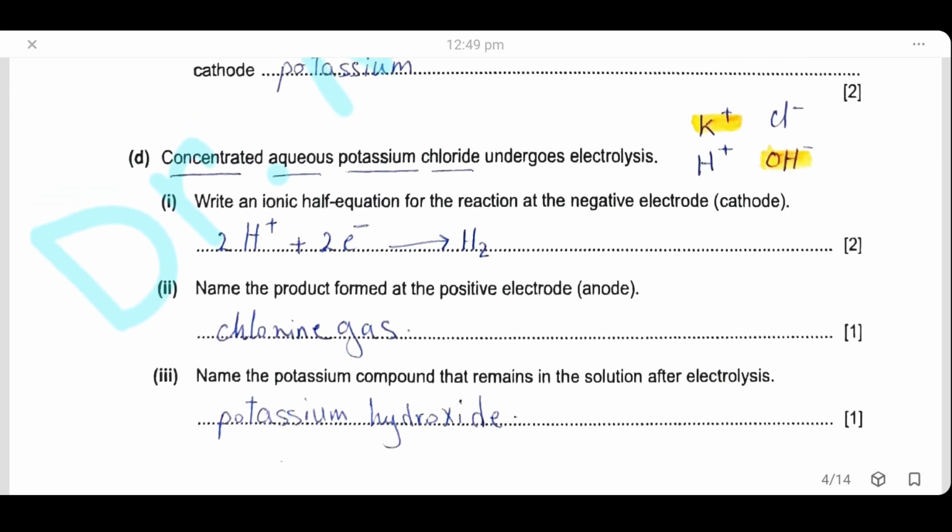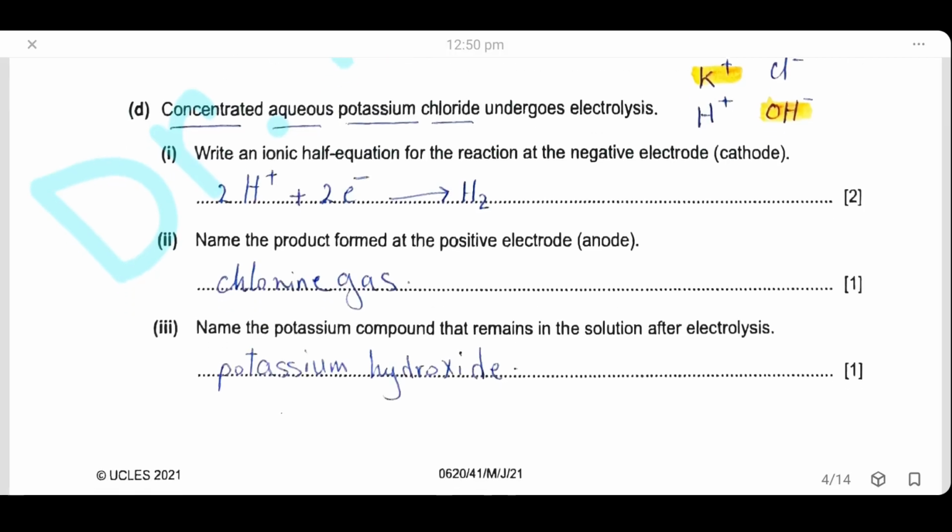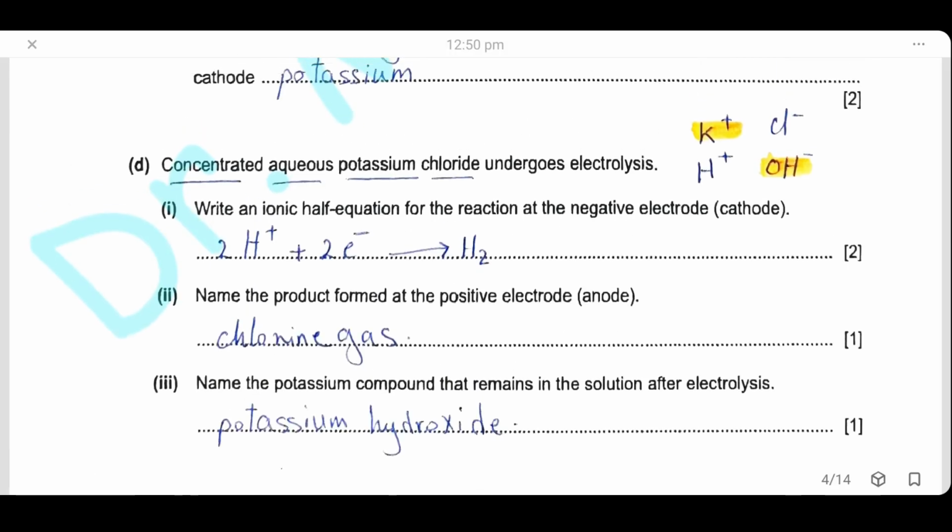We have 4 ions in the solution. Hydrogen is discharged at the cathode and chlorine is discharged at the anode. So what is left in the solution? Potassium ions and hydroxide ions. So the potassium compound left in the solution is potassium hydroxide.